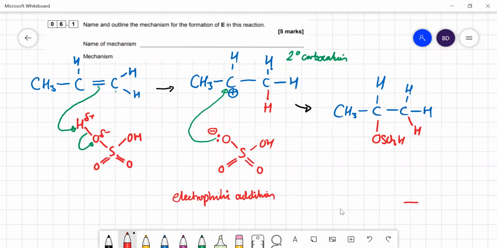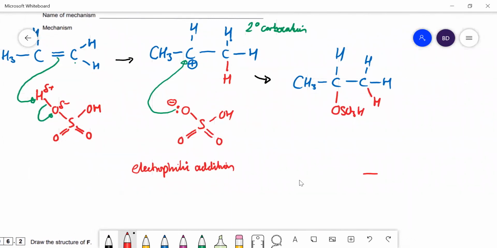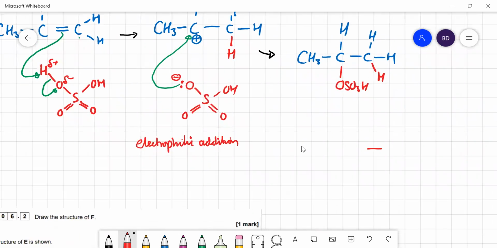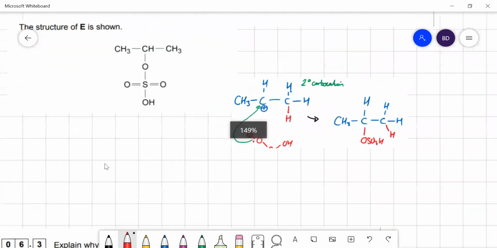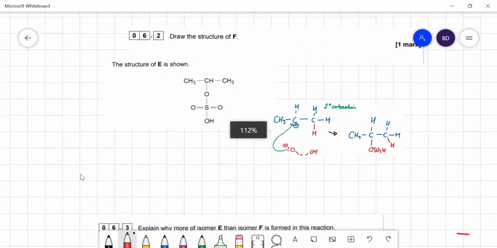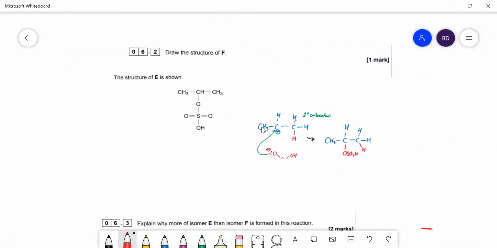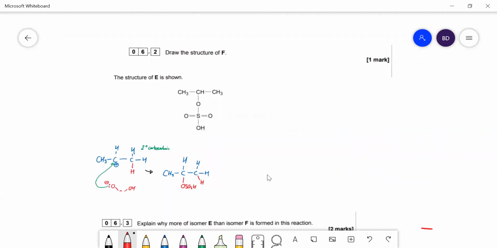Right. Draw the structure of F. So I'm going to just copy this picture here. I'm going to copy that bit as well, actually. Right. Draw the structure of F. So I've got my, right, that's the structure of E on the left. What I'm going to do is swap the positions of those two, the H and the other one.